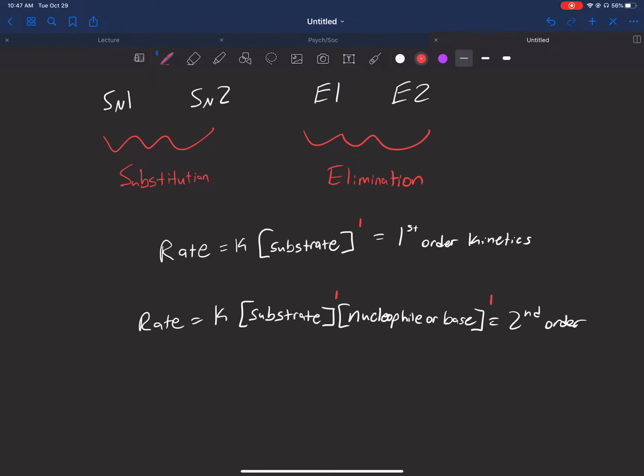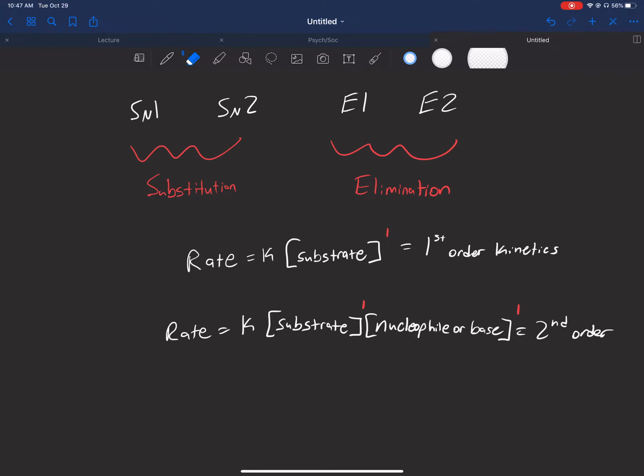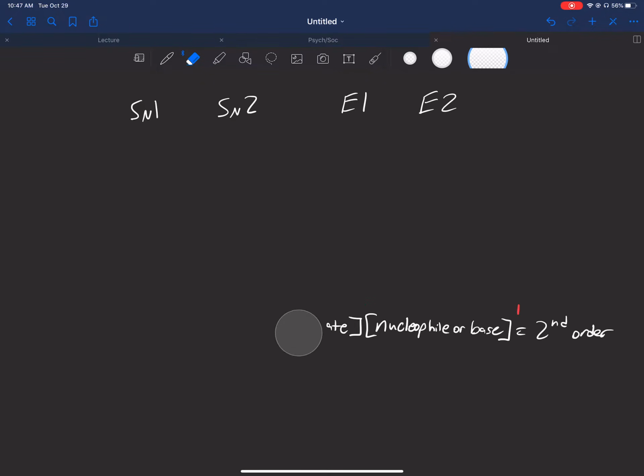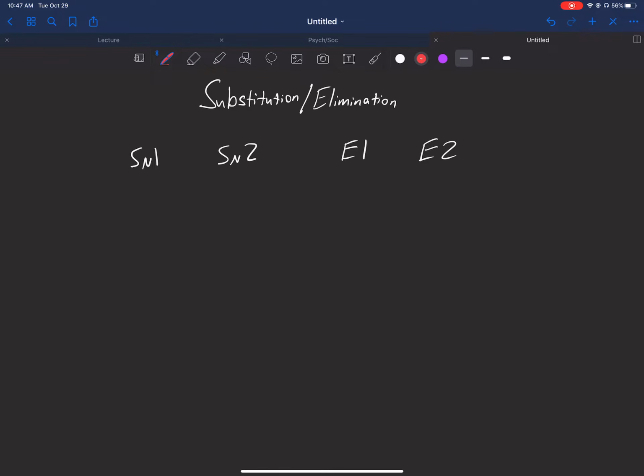So all that means is for first order, the rate is entirely dependent on the substrate, which is like our original starting compound. For the SN2 and E2 reactions, it means that the rate is dependent on both the substrate concentration as well as whatever we're using as a nucleophile or base. Okay, so I will be referring to these ideas as these videos go on. All right, so what we're going to do is we're going to just go through a quick overview of each of these 4 reactions, and we'll get more in depth in the future videos.